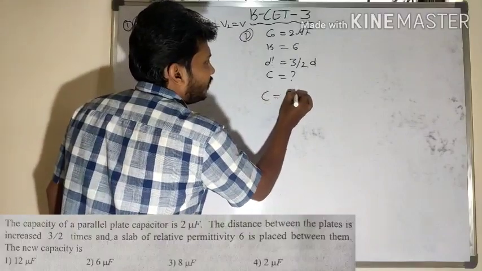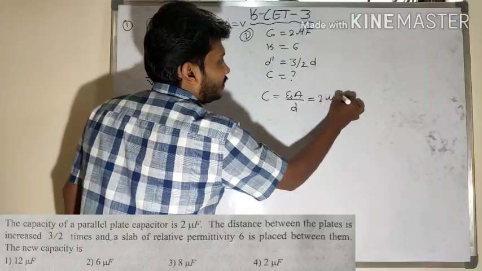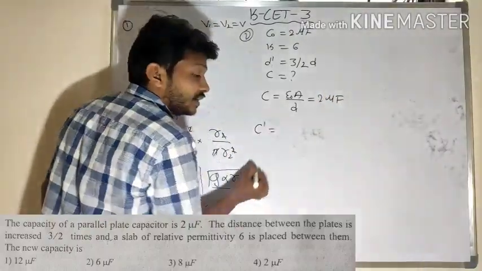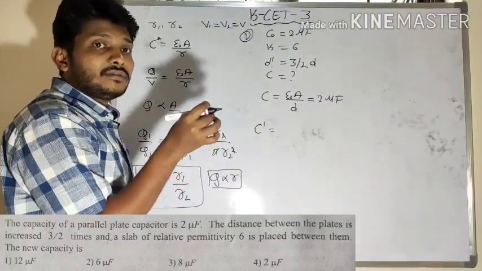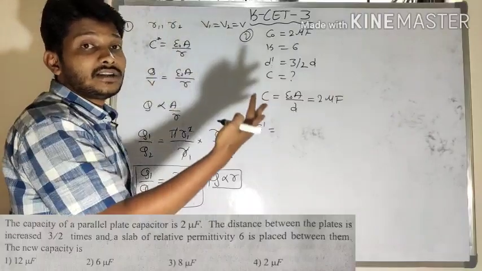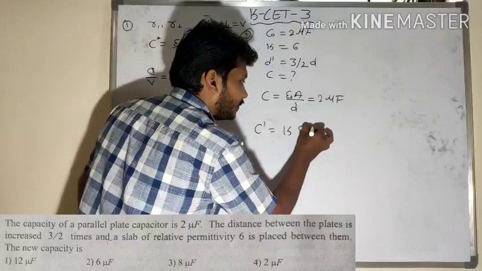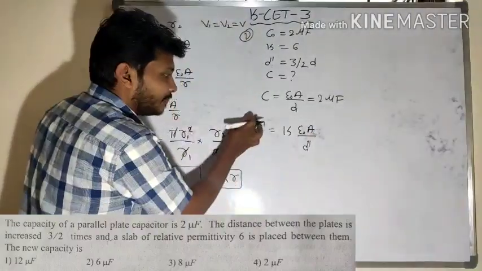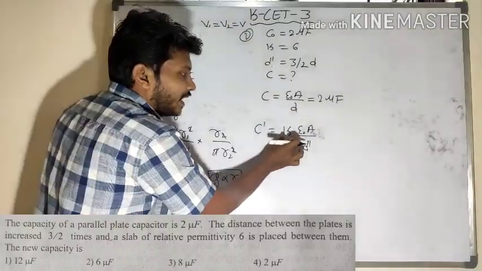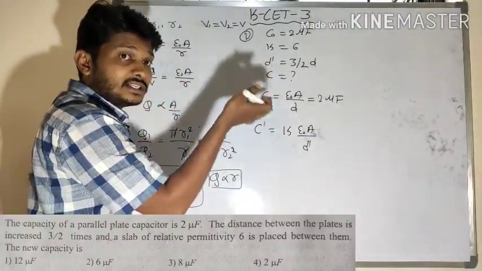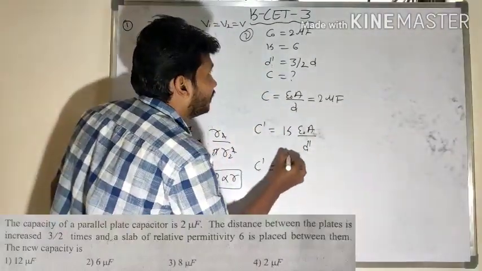So C is equal to epsilon naught A divided by d, and they mention the value 2 microfarad. What is the new capacitance after introducing a dielectric medium? As you introduce a dielectric medium between the plates of the capacitor, does its value increase or decrease? The connecting formula is C dash equals K into epsilon naught A divided by d dash. Capacitance is directly proportional to the dielectric constant, so as you introduce the dielectric, the capacitance should increase. K value is 6.